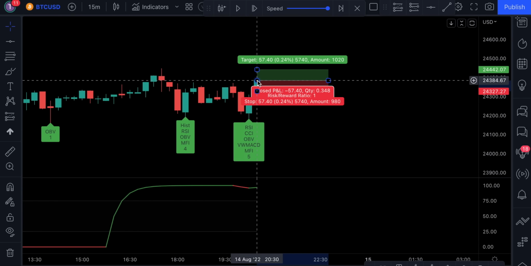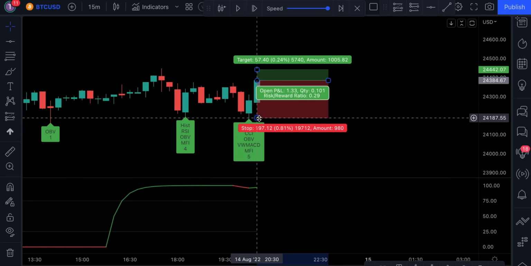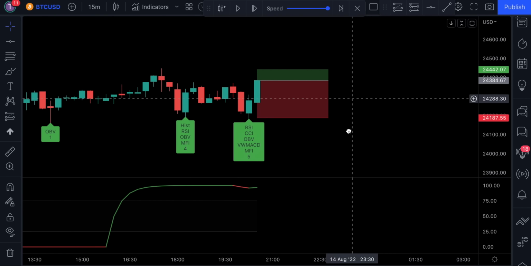The stop loss will be set at the recent swing low. The creator of the strategy hasn't mentioned anything about the profit target, so we're just going to place it at 1.5 times the risk.